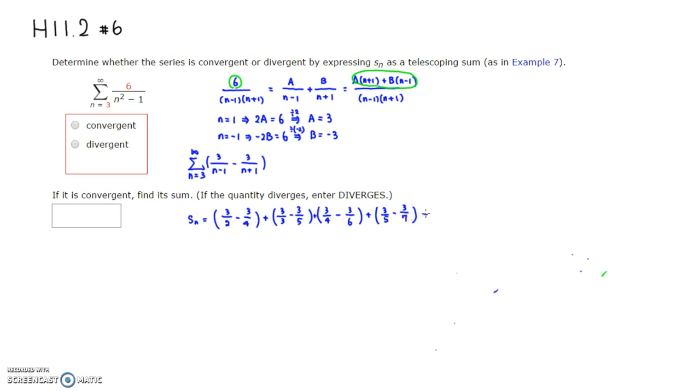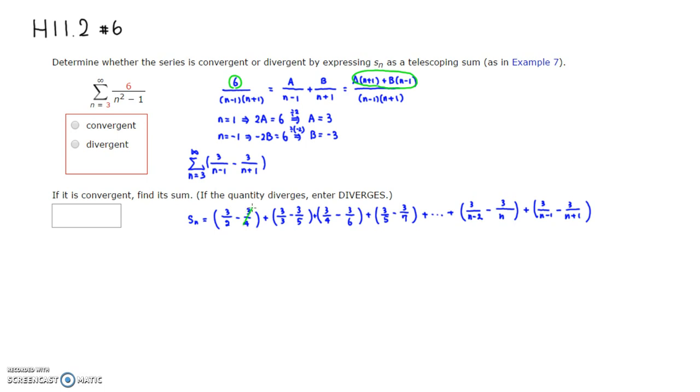Then this keeps on going until the second to last one, which would be 3 over n minus 2 minus 3 over n. And the last one is 3 over n minus 1 minus 3 over n plus 1. So that's the partial sum, and what we want to do is try to cancel as many terms as possible. You can see that the cancellation happens here.